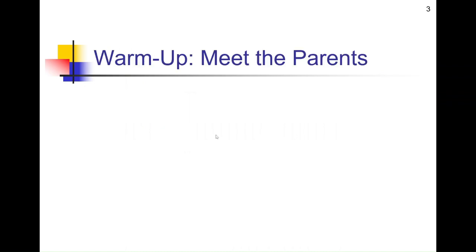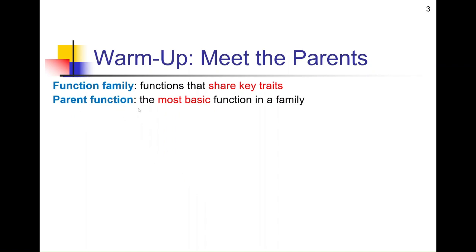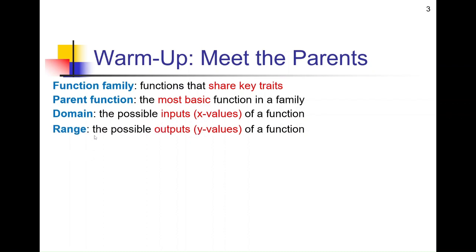Before we go ahead and look at some different function families, we should define a few things, like what is a function family. A function family is a group of functions that share key traits or behavior. And out of this whole family, the parent function, which we're going to look at in a minute, is the most basic function of the family. Now, a couple other things that are useful to know are the domain. That's the possible inputs or x values of the function, what it's doing horizontally. And then there's the range, which are the possible outputs or y values, or vertical behavior of a function.